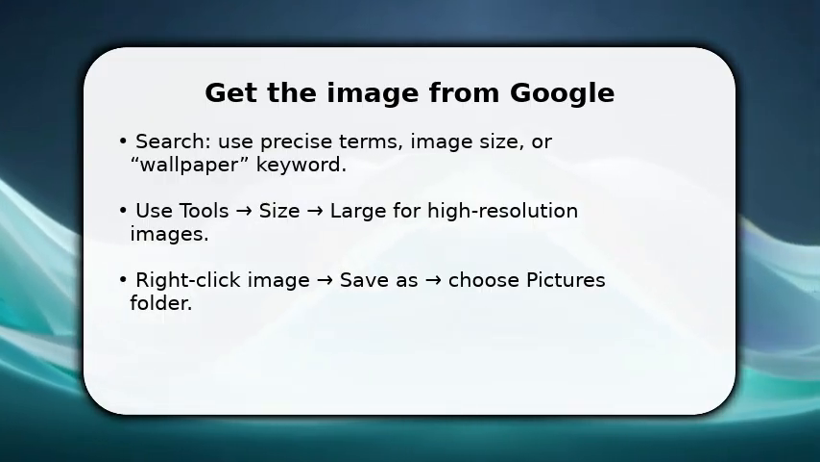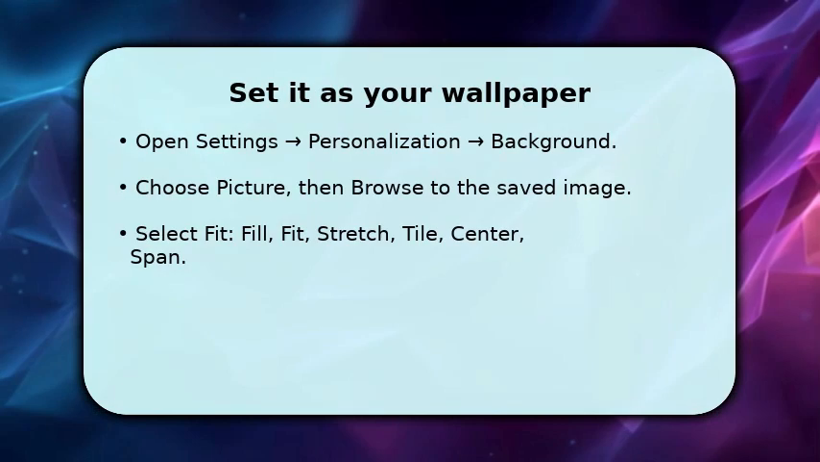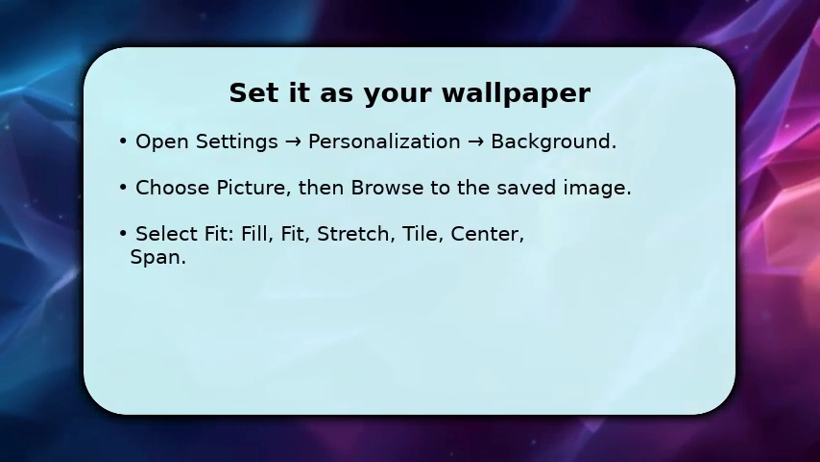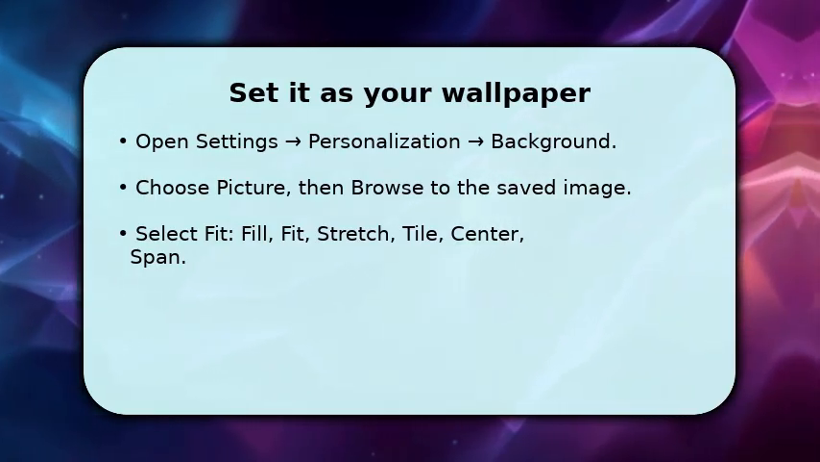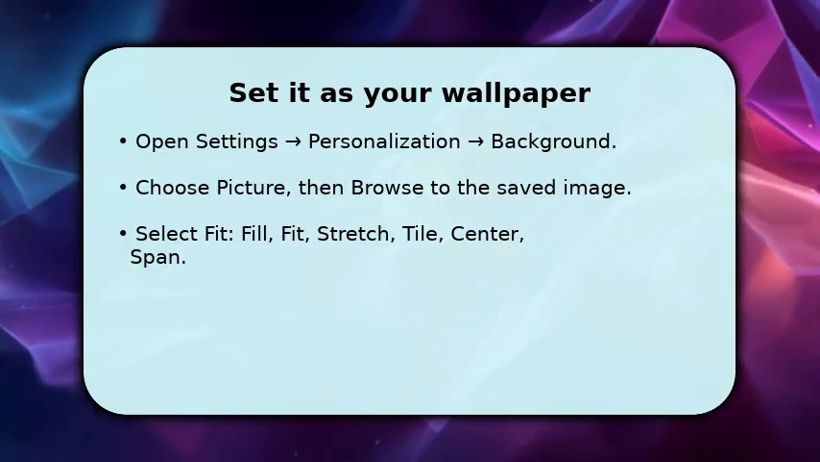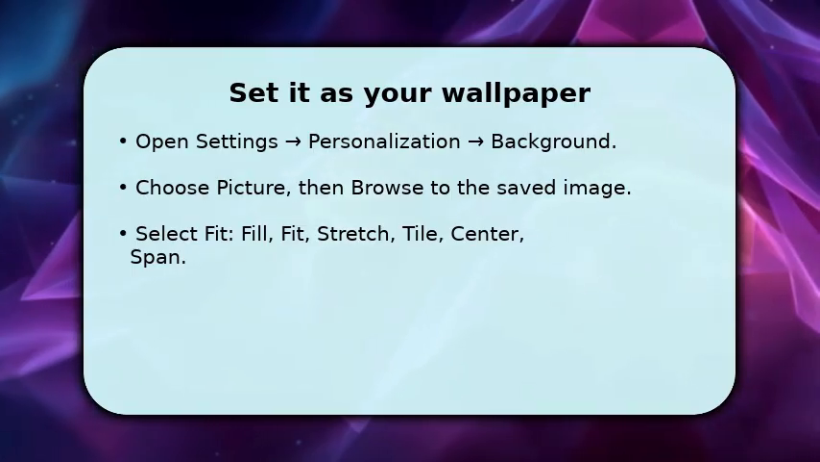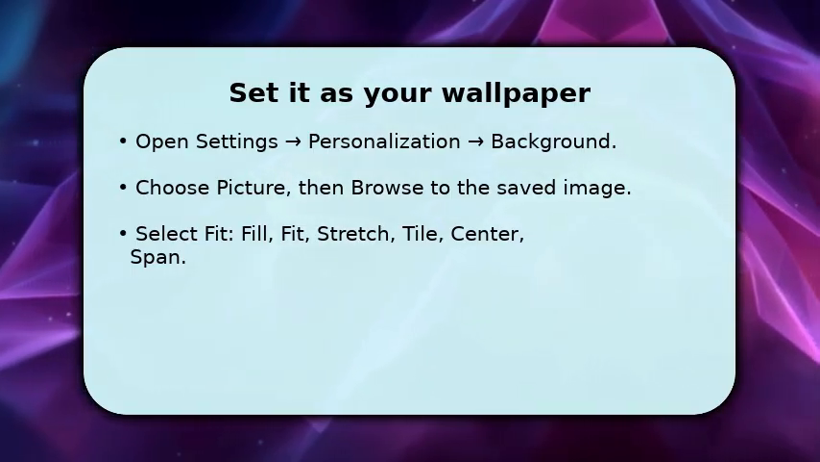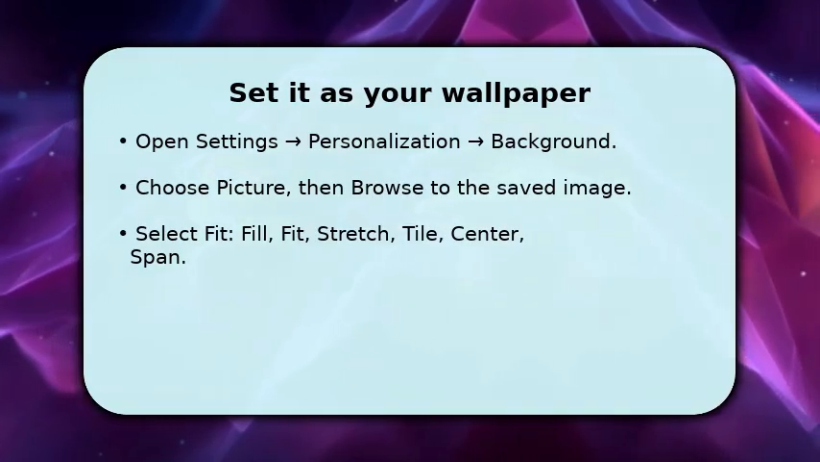Now set the image as your wallpaper through Settings. Open Settings, go to Personalization and open Background. Choose Background Type, Picture, then click Browse and navigate to the saved image in Pictures. Select the file and wait a second for the preview to load. The system will show how it looks. Next, pick the Fit option, Fill or Span for multi-monitor setups, because that controls cropping and scaling.